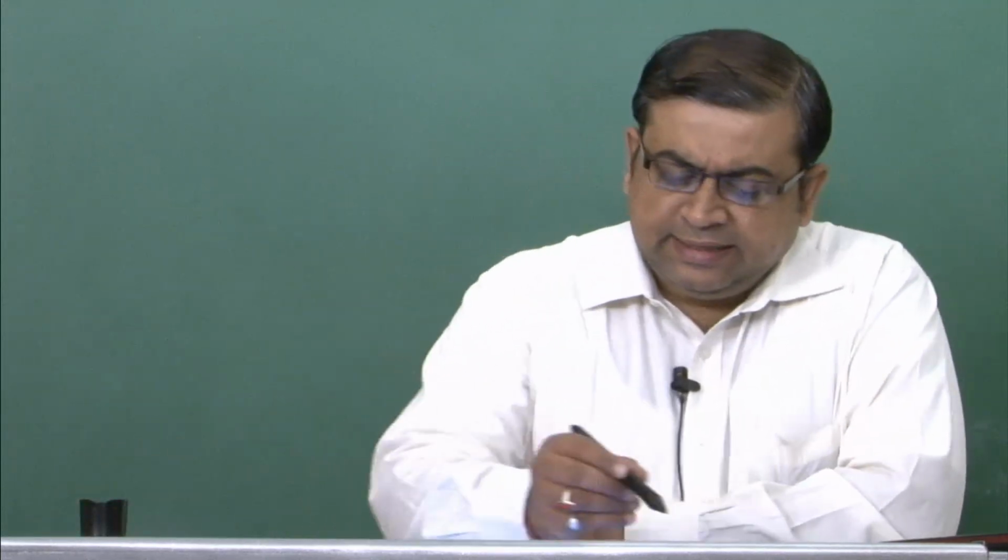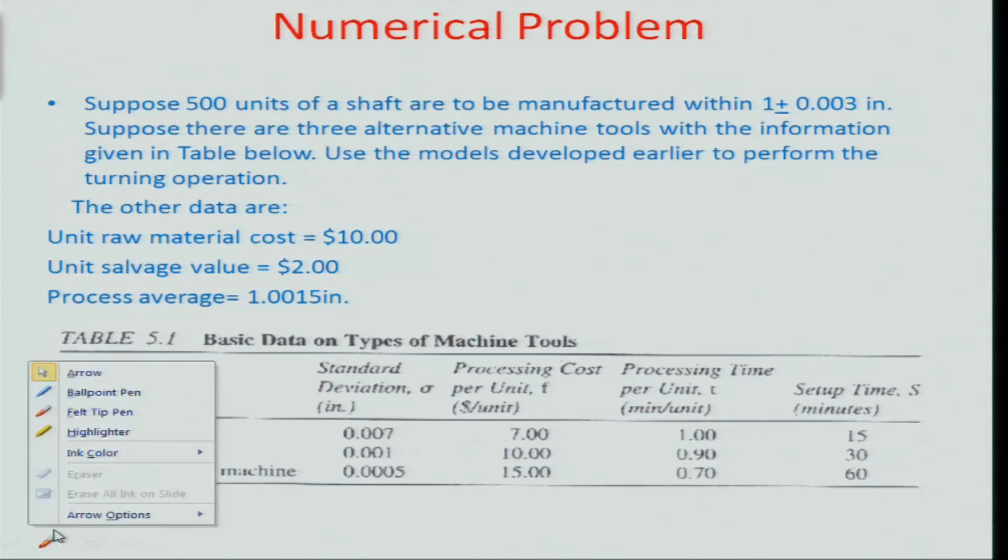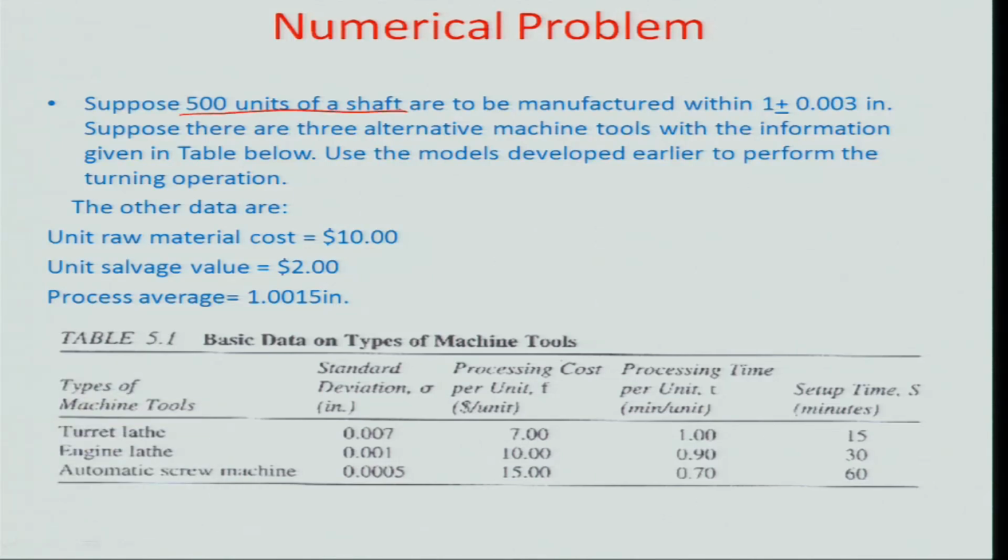So let us say there is a manufacturing unit which has a requirement of making about 500 units of a shaft, and these are manufactured within 1 plus minus 0.003 inches tolerances. Therefore there is a range which the upper specification limit and the lower specification limit allows for the particular design as far as the manufacturing process goes. And supposing there are 3 different alternative machine tools, with information given here in this table, which you need to consider for doing selection between different processes.